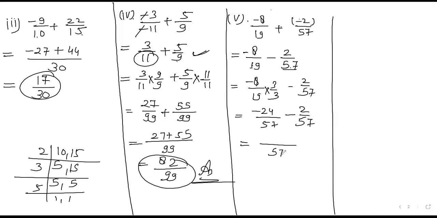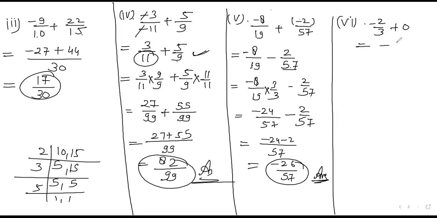If the denominators are the same, you just operate the numerator part, don't worry about that. So minus 26 upon 57. Okay, so these are the answers, and the sixth part of this first question will be very easy, that is minus 2 upon 3 plus 0. There is no difference, minus 2 upon 3 will be the answer.